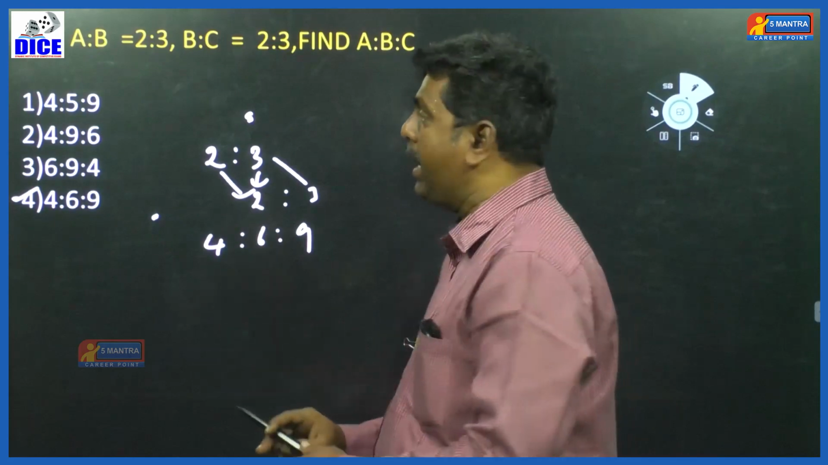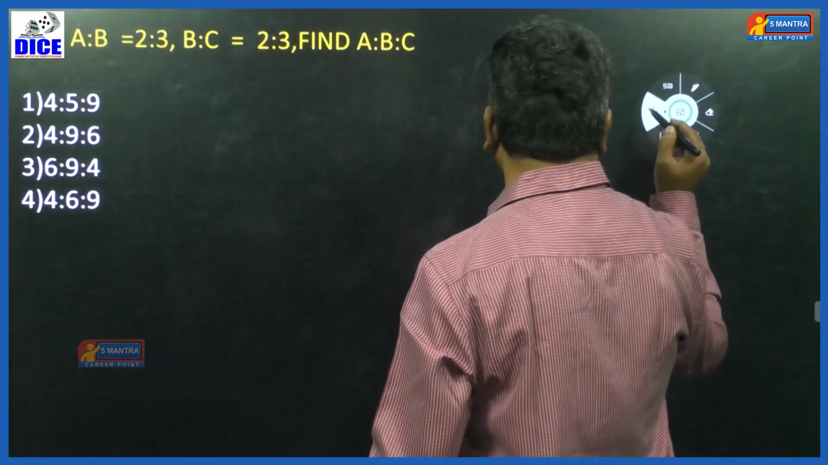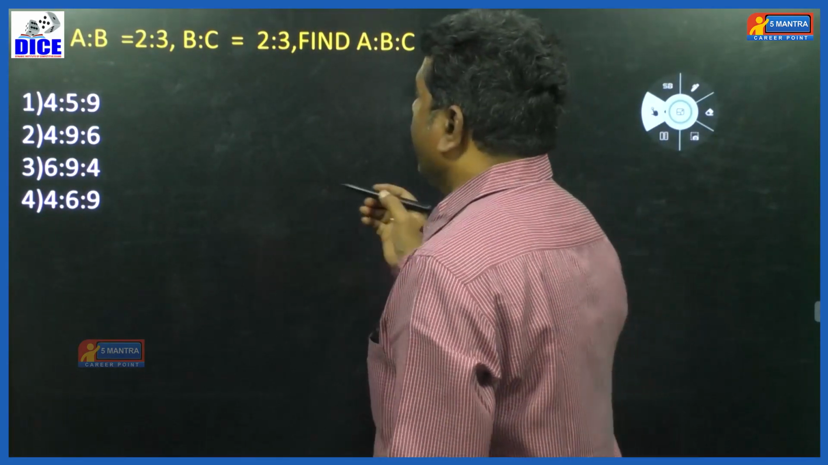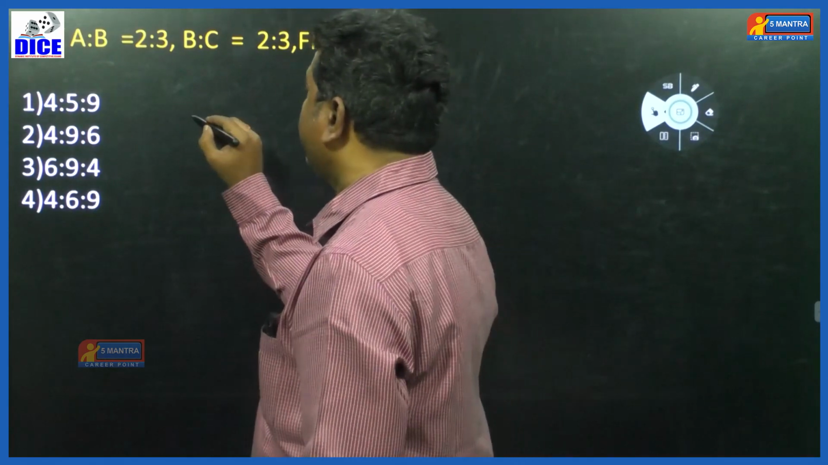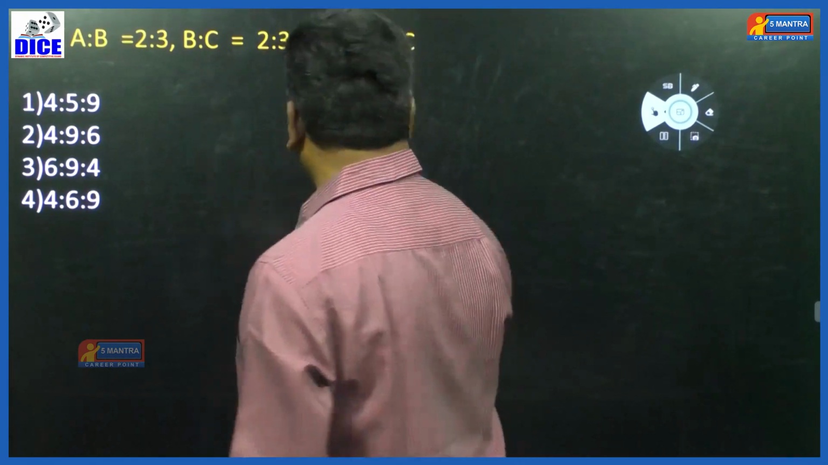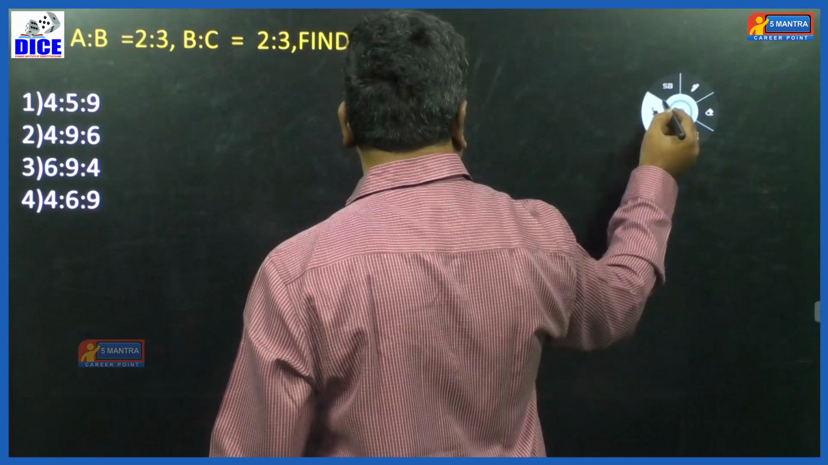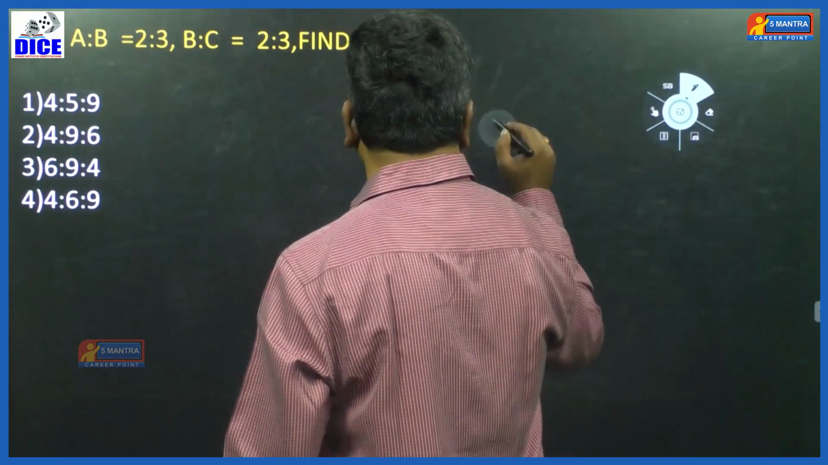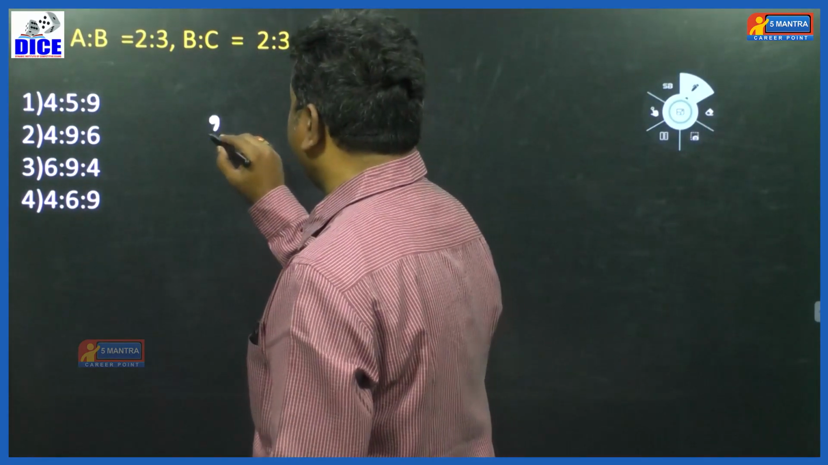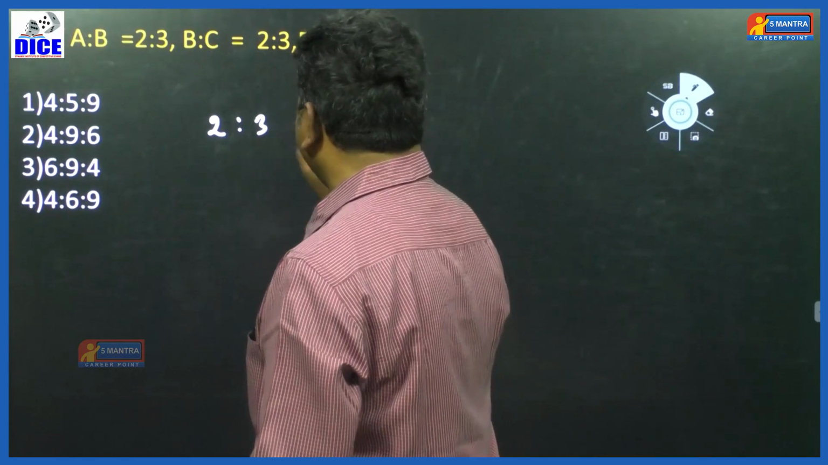And another method is like this. We can do like this also. The method is first ratio is 2 is to 3. Second ratio is 2 is to 3.